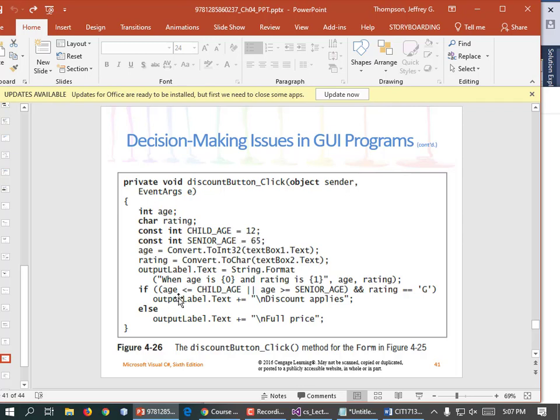And so if the age is less than child, or the age is greater than or equal to senior age, and the rating is equal to G, why did they put this inside parentheses? Because and has higher precedence than or. And so to force this part of the expression to get evaluated first, we had to put parentheses around it. Output label.text discount applies. Otherwise, print full price.